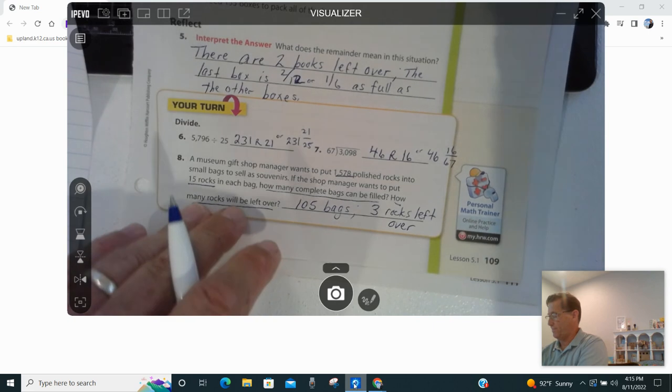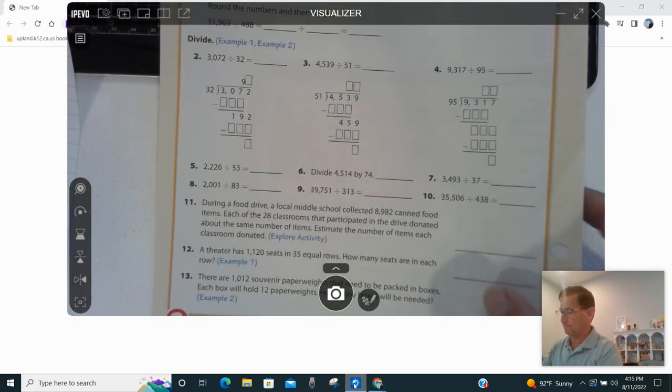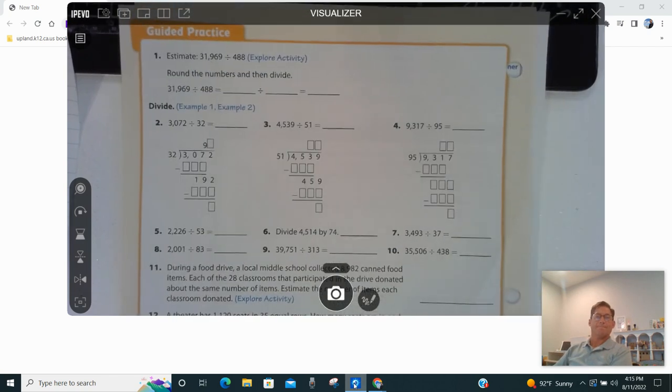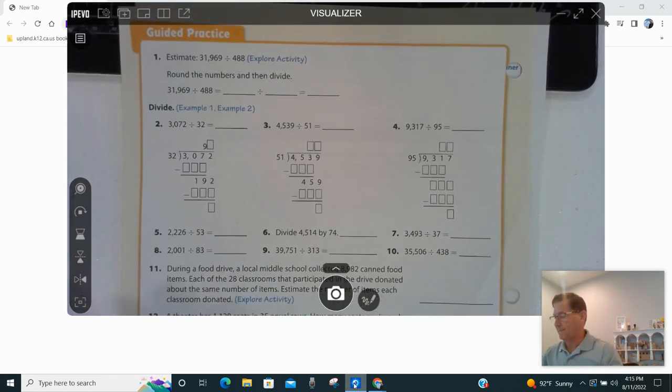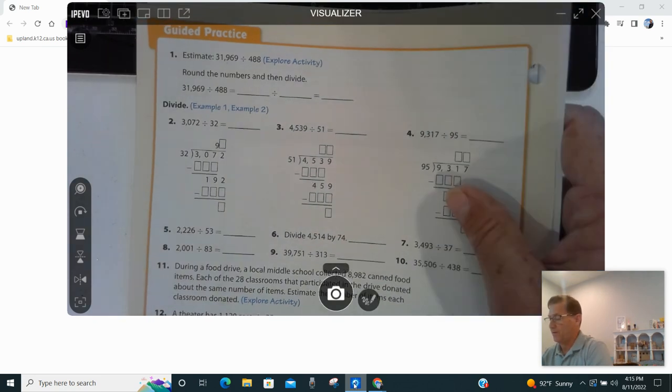All right, let's look at page 110. All right, number 1. Estimate 31,969 divided by 488. Round the numbers and then divide.